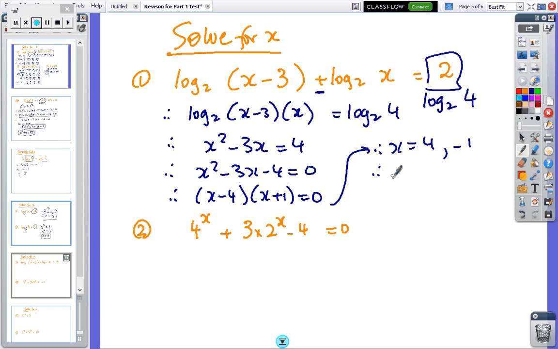Now, x can only equal 4, because when you look at the original question, you can't put a number to a power and get a negative answer. Like 2 to the power of 3, 2 to the power of minus 4, you can't get a negative. So this one doesn't exist.